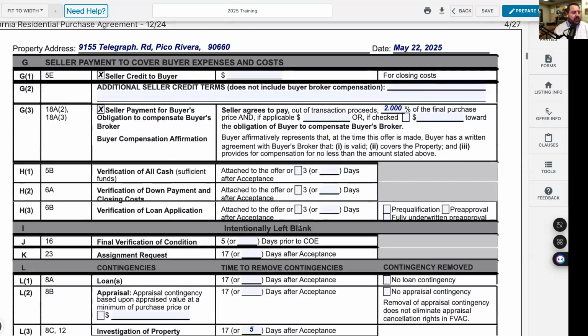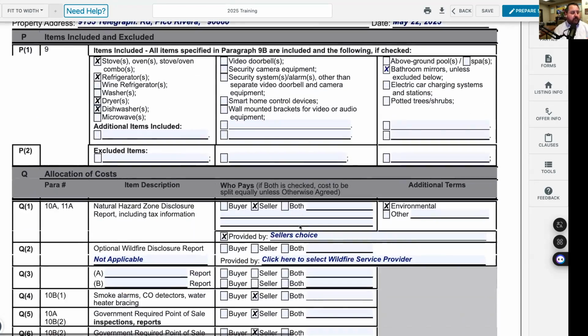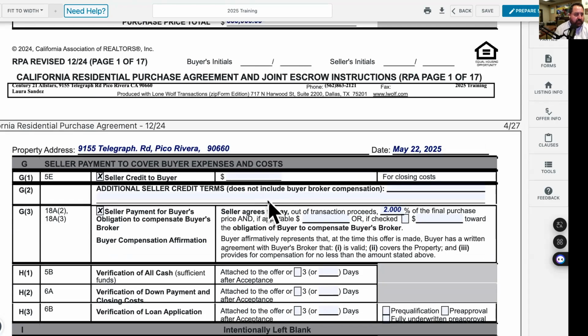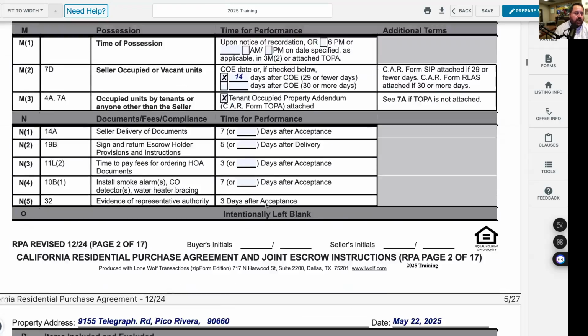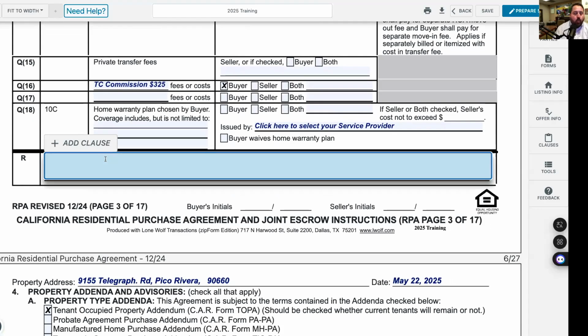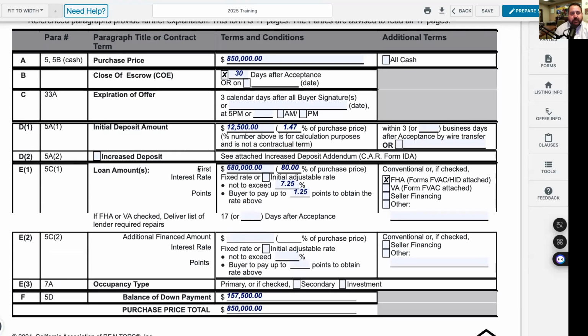But if it's some kind of special loan program, because they took away that additional financing terms, they replaced it with additional credit terms. We're not going to put it there. We're going to have to go all the way down here, and we're going to disclose here what kind of special program the buyer's qualifying for. We have to disclose that because a lot of times those special programs require a little bit longer time, right? So we have to do that. Okay.